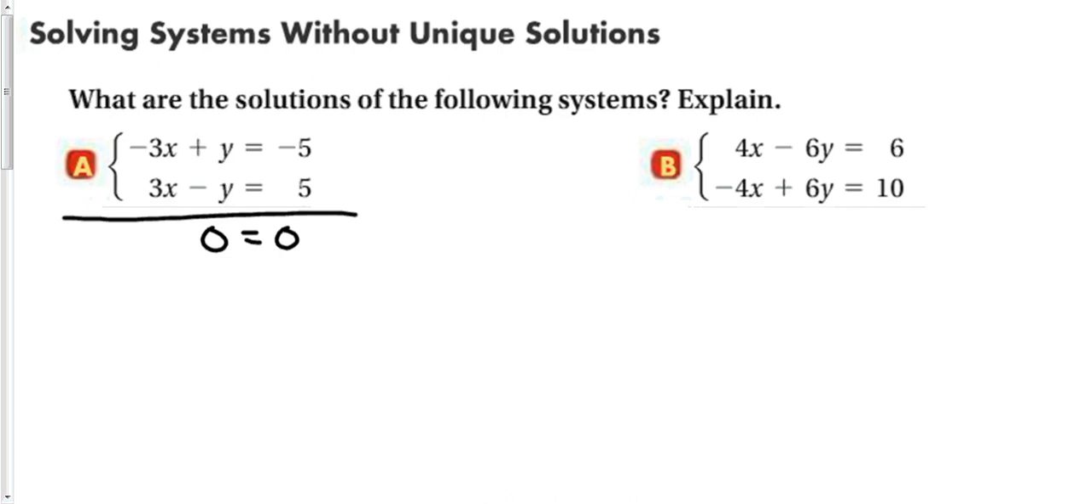Because we have something that is true, this system represents the same lines. So the system in A has an infinite number of solutions, as opposed to the system in B. X's cancel, y's cancel. We have 0 is equal to 16. That is not true. Okay, so this has no solution. These two lines are parallel. They have the same slope and different intercepts. Okay.